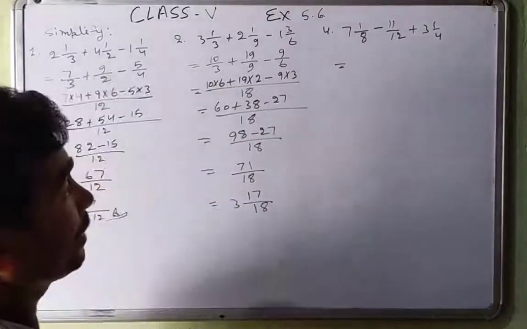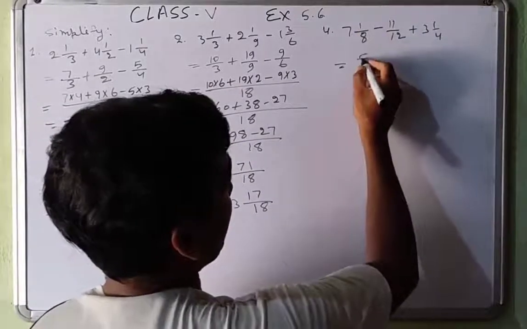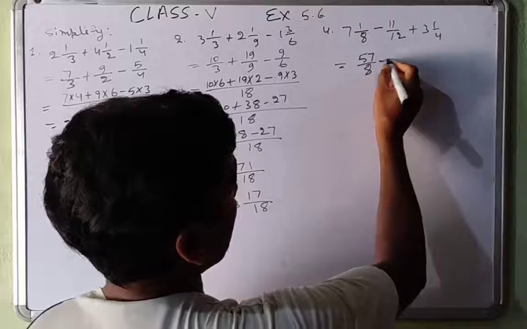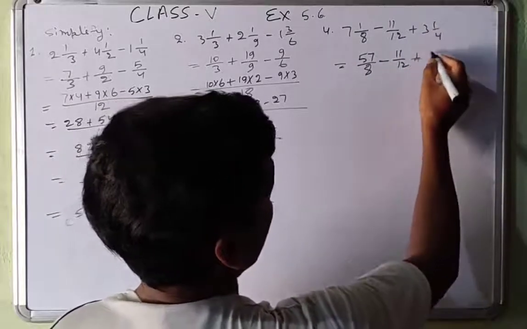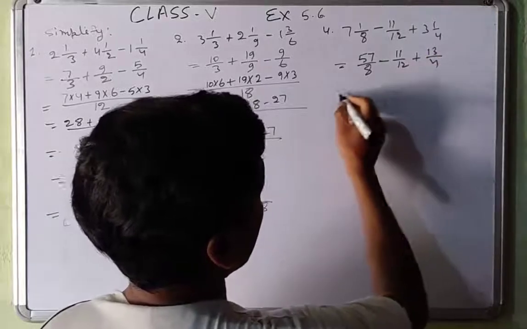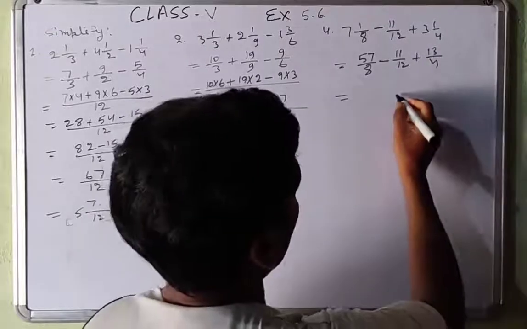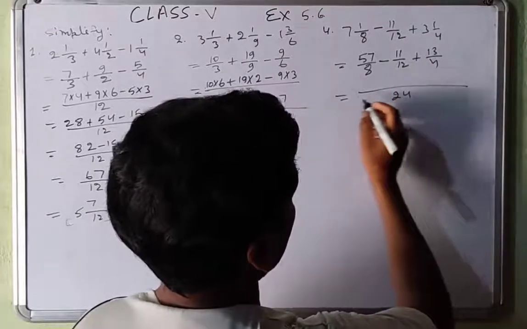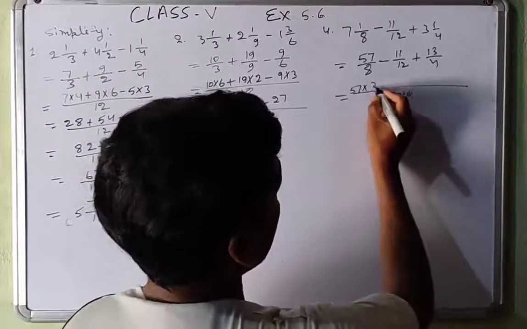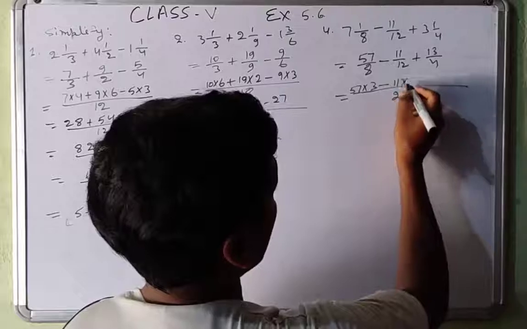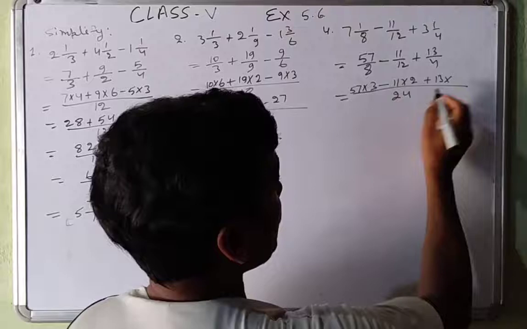So first of all we will convert into improper fractions. 8 sevens are 56, plus 1, 57 upon 8. This one is given already. Plus 4 threes are 12, plus 1, 13 upon 4. So the LCM is 24. So 57 multiplied by 3, 8 threes are 24, minus 11 into 2, 12 twos are 24, plus 13 into 6, 4 sixes are 24.